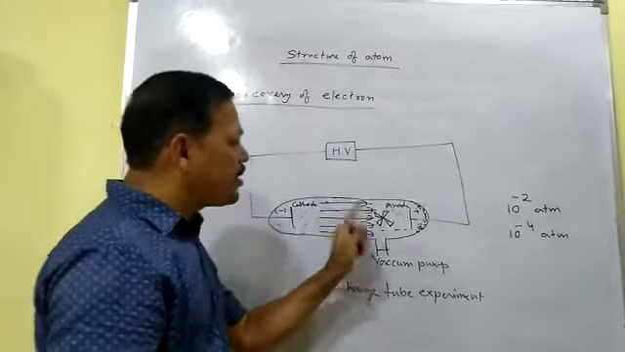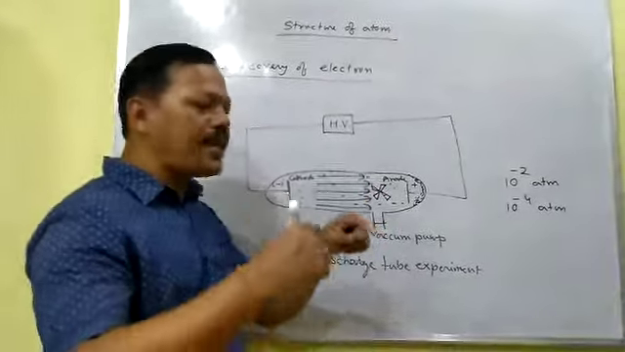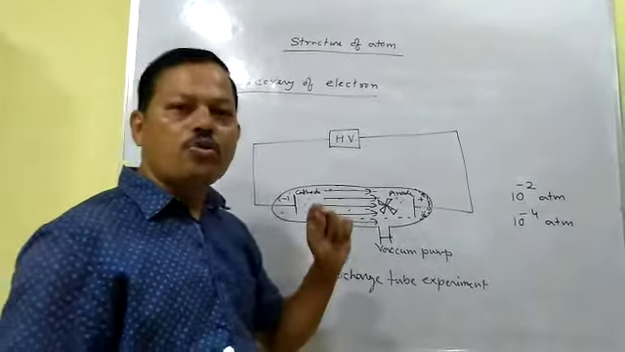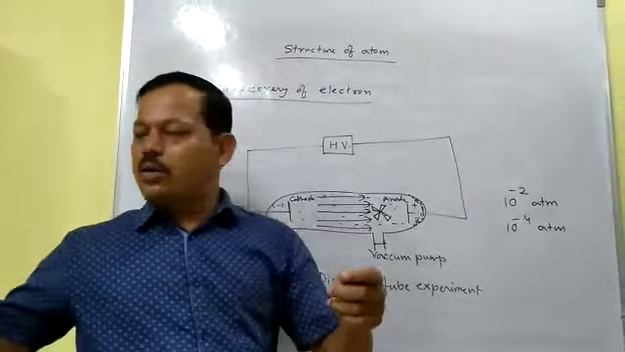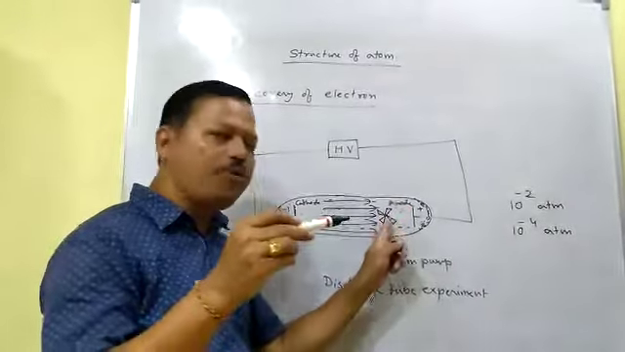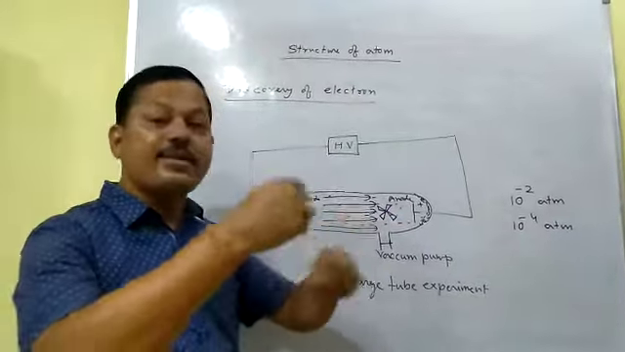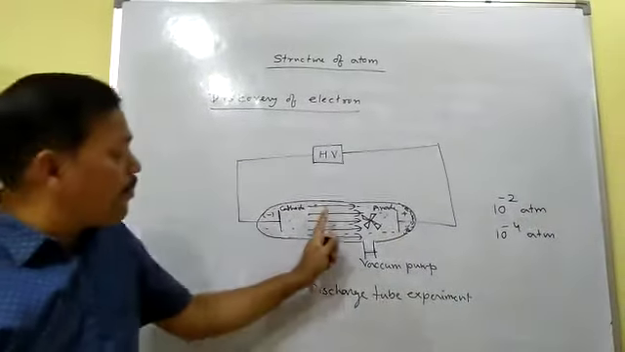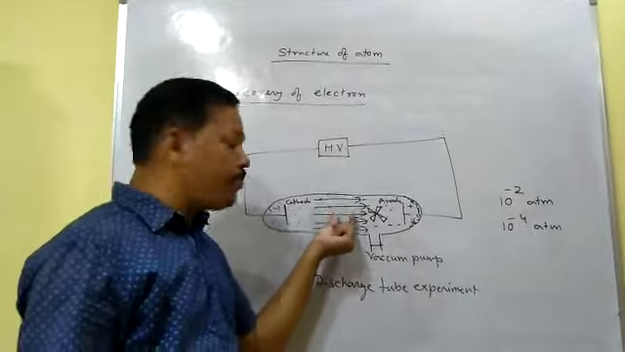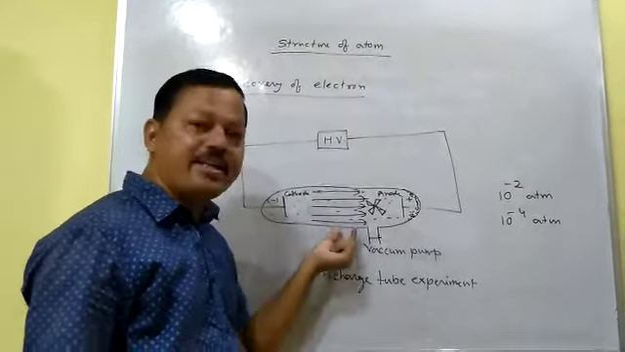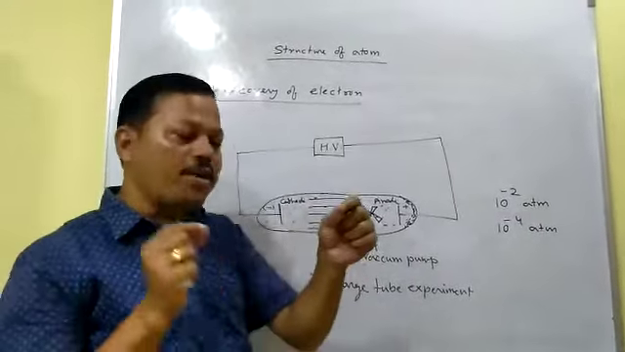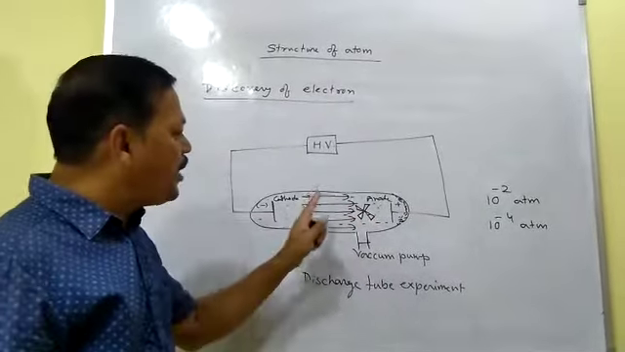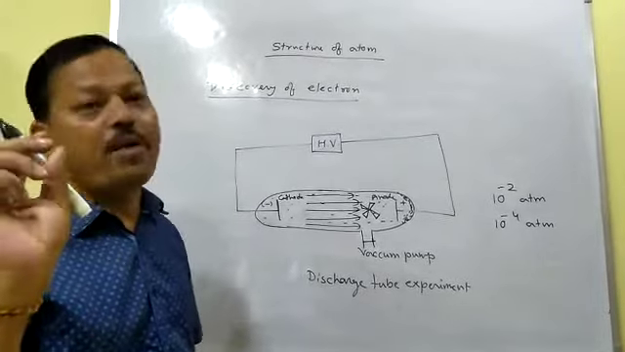When the rays strike the paddle wheel, it automatically starts to rotate. So what does it mean? When the cathode rays strike the paddle wheel, the wheel automatically starts to rotate. That means some particles should be present in these rays, and when that particle strikes the wheel, the wheel starts to rotate. I mean, the cathode rays contain some particles.